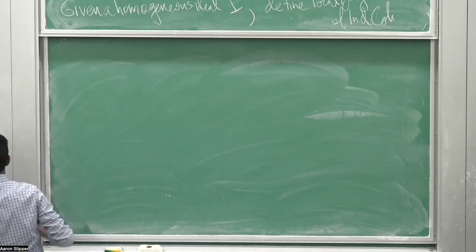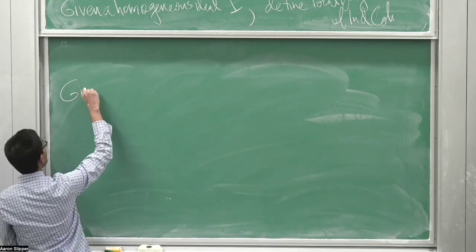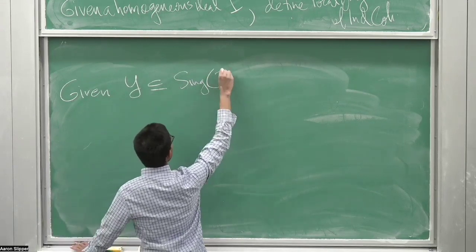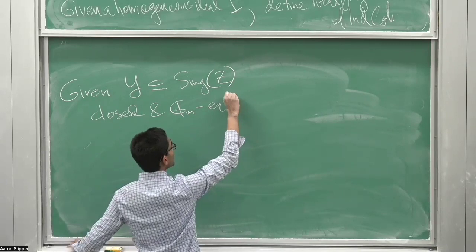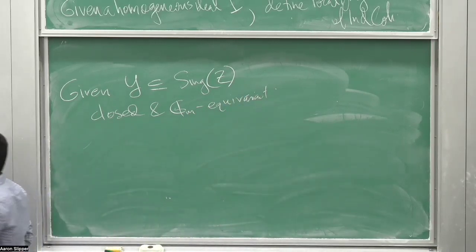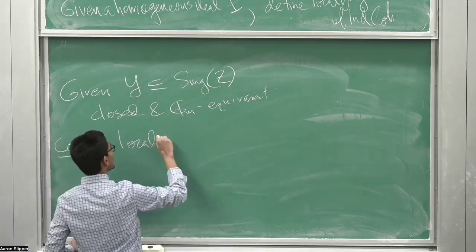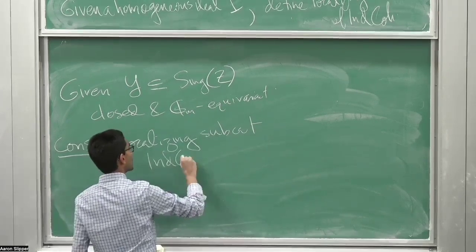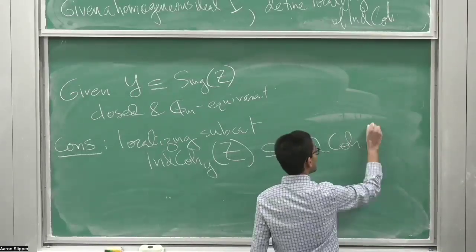So the basic construction is, given a closed subset Y inside sigma of Z which is closed and also G_m-equivariant, so it's defined by a homogeneous ideal, then you get a localizing subcategory sub Y of Z sitting inside ind-coh of Z.